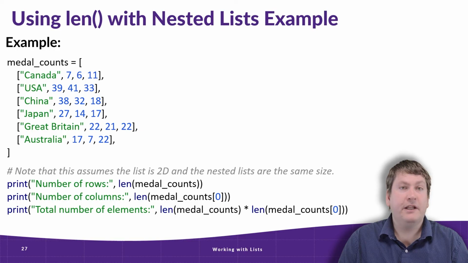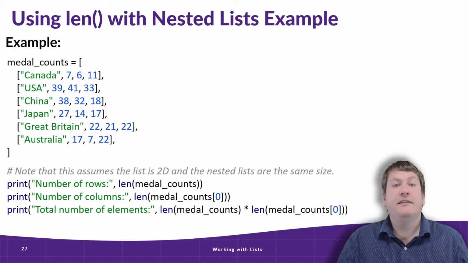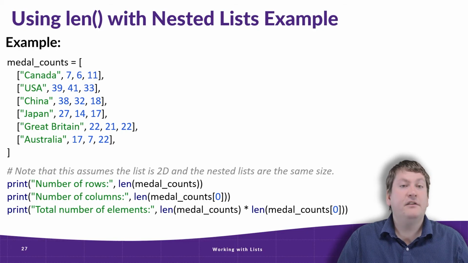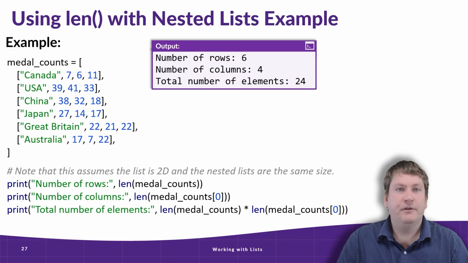Here we have the medal counts list, and we have 3 different print lines. One's printing out the length of medal counts, one's printing out the length of medal counts at index 0, and one is printing out the total number of elements. So the first one finds the number of rows, the second the number of columns, and the last is going to find the total number of elements in medal counts. If we run this, we would get the following output.